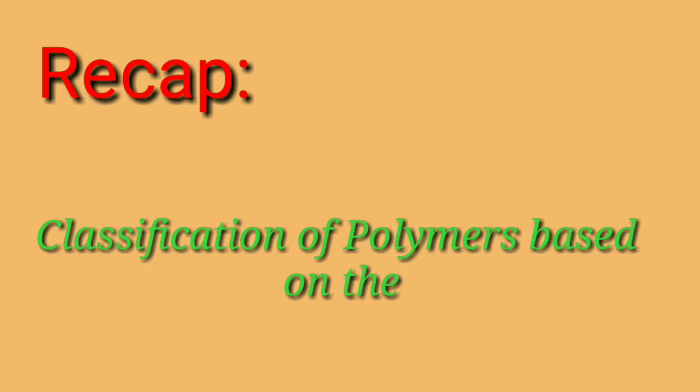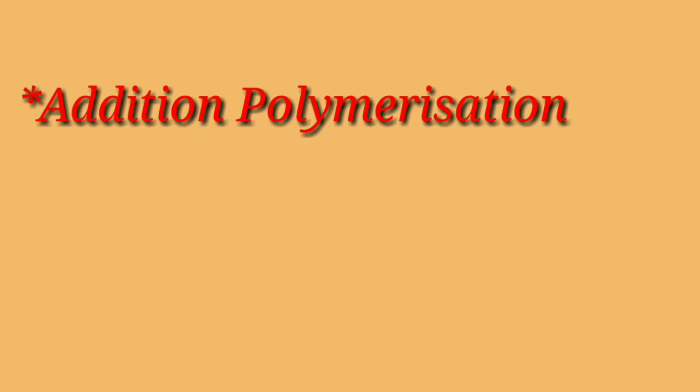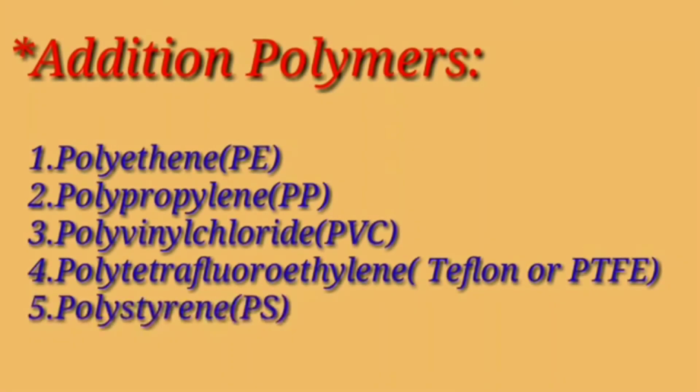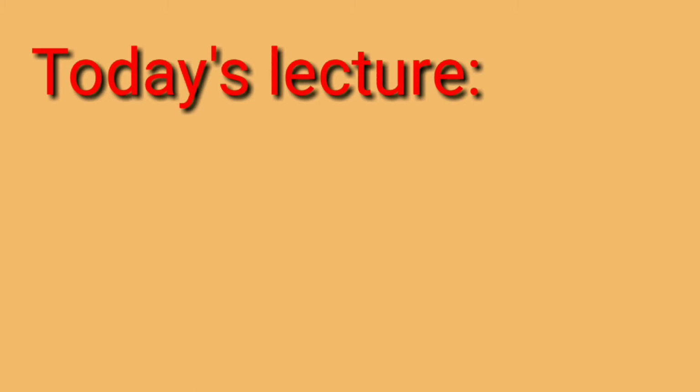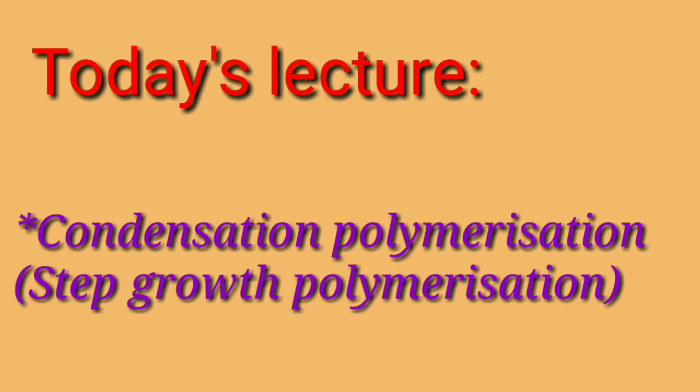So students, in our previous lecture, we have discussed classification of polymers based on synthesis, and we have seen that polymers on the basis of synthesis can be categorized into two important classes. One is addition polymerization and second is condensation polymerization. We have already discussed addition polymerization in detail. So students, in today's lecture, we are going to discuss condensation polymerization in detail.